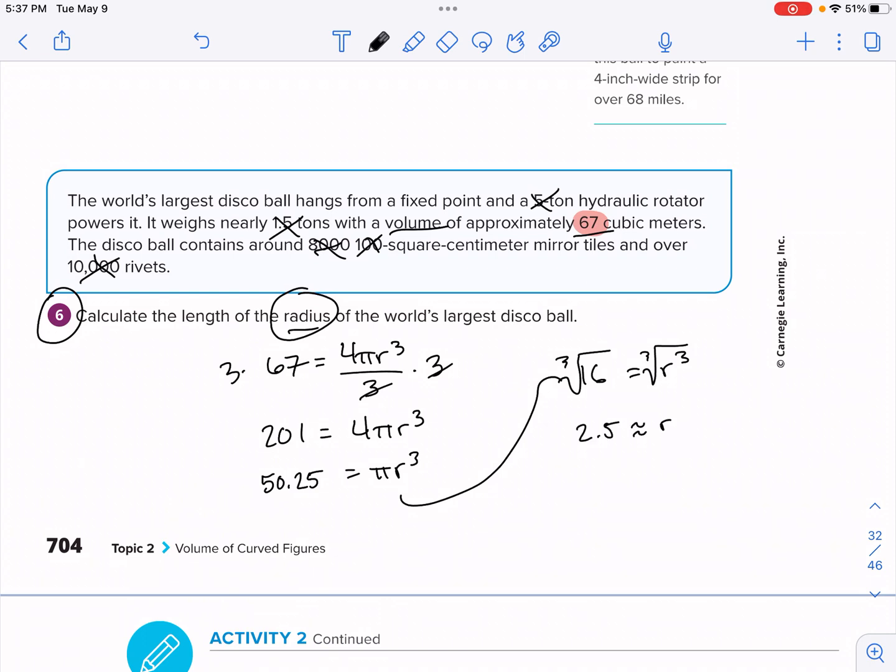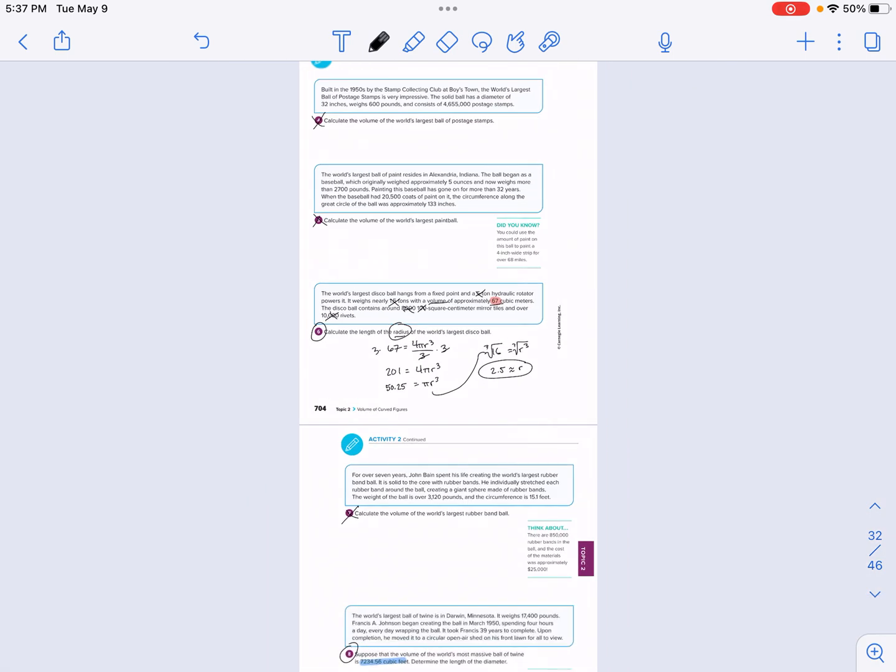So 2.5 meters. A meter is about waist high, or if you look at the door of the class, the door handle is 1 meter. So 2.5 of those is how big it is from the center of this disco ball to the edge of the disco ball. Okay. All right, and then let's move on to our last problem.